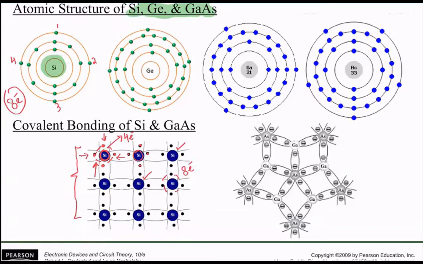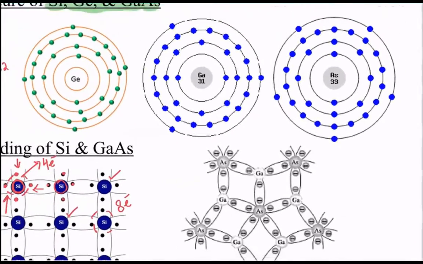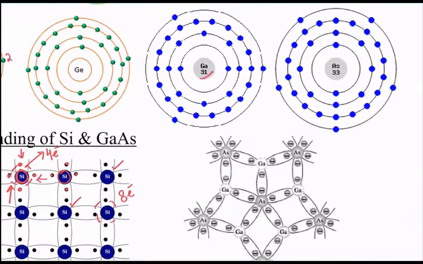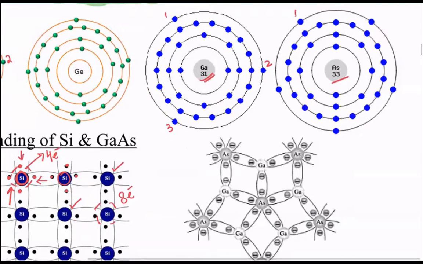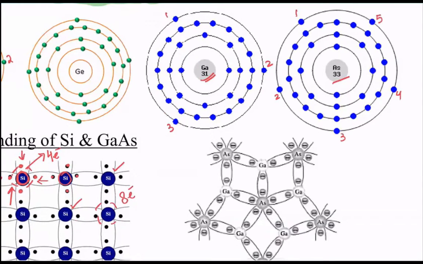Similarly, if you look over here, okay, gallium has 31 electrons. And then if you look at the outermost shell, you got 1, 2, and 3, okay. Arsenic has 33 electrons. And how many in the outermost shell? 1, 2, 3, 4, 5. So what can happen here, folks? What can happen here? Gallium got 3 electrons in its outermost shell. Arsenic got 5 electrons in its outermost shell.